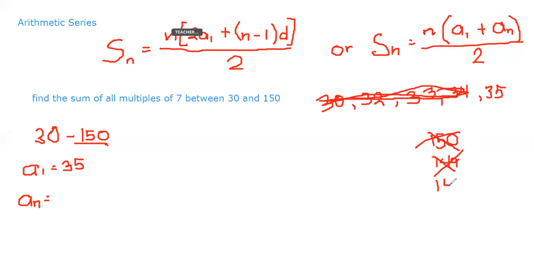Si 148, madidivide ba natin kay 7? Hindi rin. Hindi natin madidivide kay 7 si 148. Si 147 ba nadidivide natin kay 7? Yes. Nadidivide na po si 7. Divisible na po by 7 si 147. So, ang last term natin is si 147.